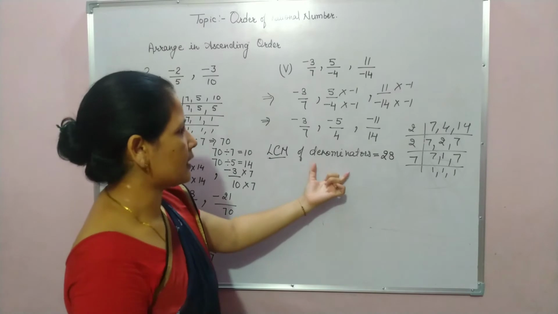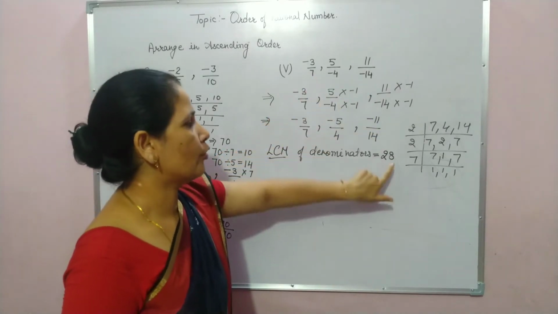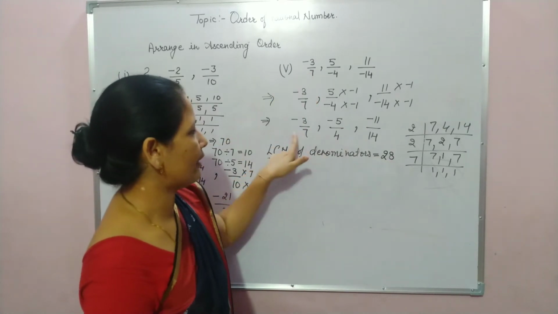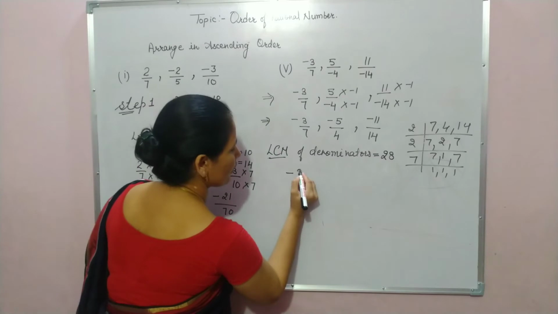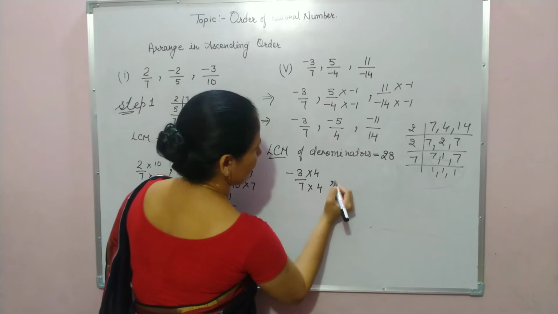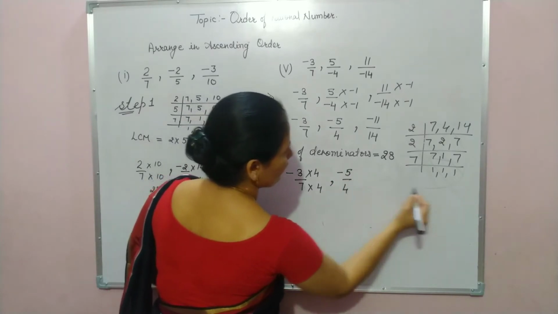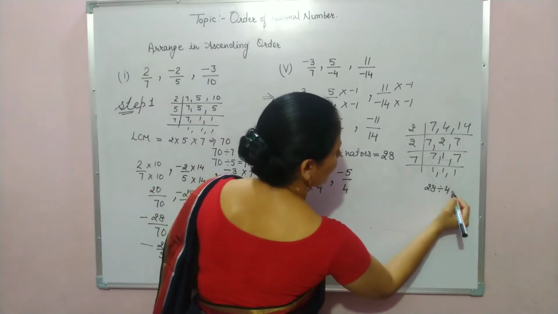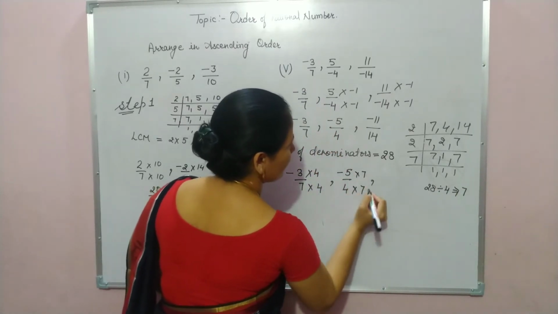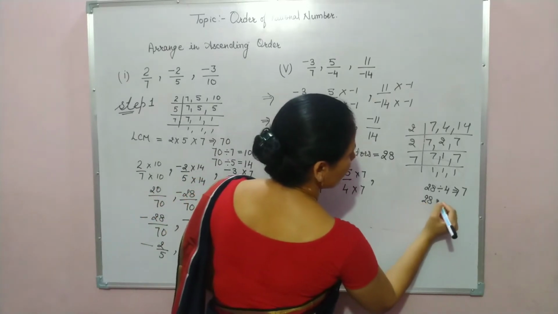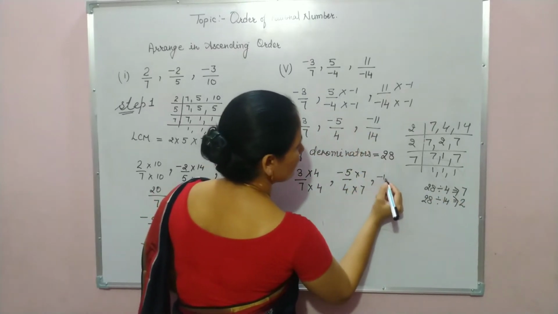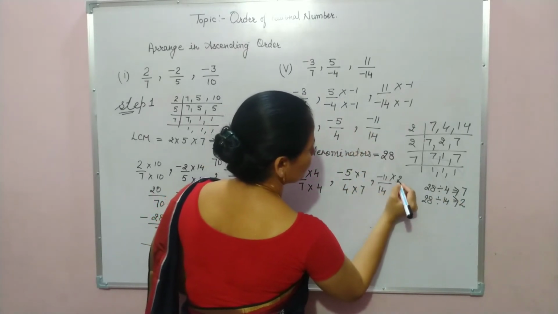Now the third step: convert all denominators according to the LCM. For 7, 28 divided by 7 is 4. So minus 3 by 7, multiply by 4. Second, minus 5 by 4. If 28 is divided by 4, we get 7. So this fraction is multiplied by 7 in numerator and denominator. If 28 is divided by 14, then we get the answer 2. So the third rational number is multiplied by 2.